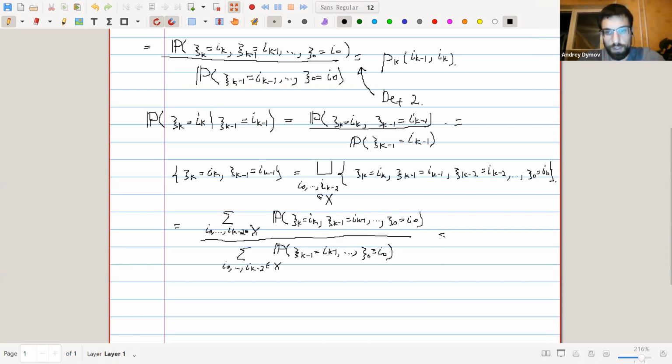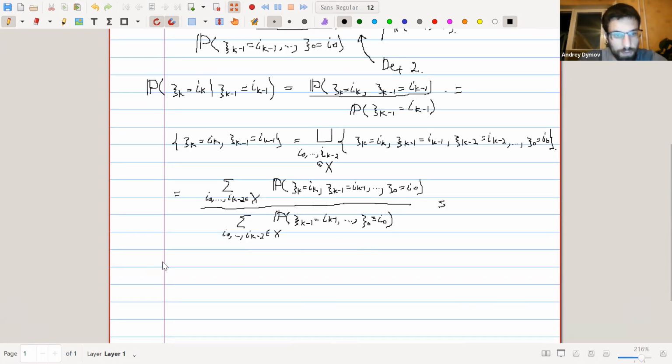And then I use definition 2. I use my definition 2. Let me write down the probability in such a way. It means that I take the same summation as above.